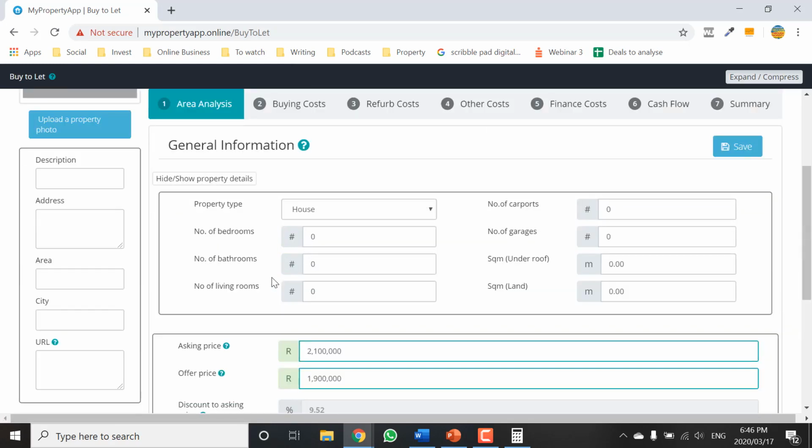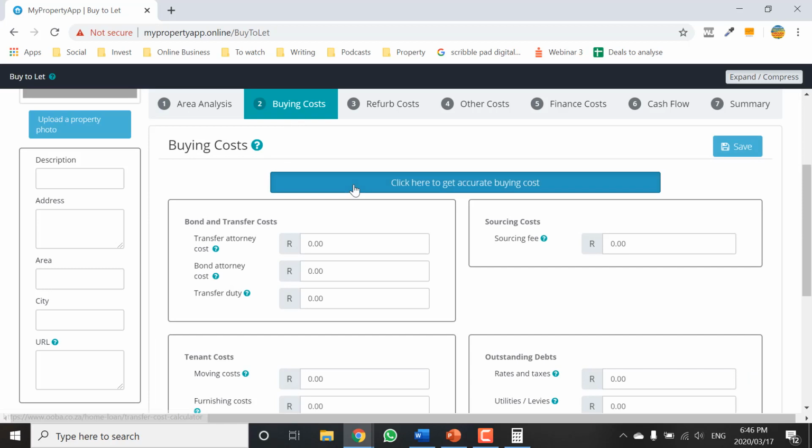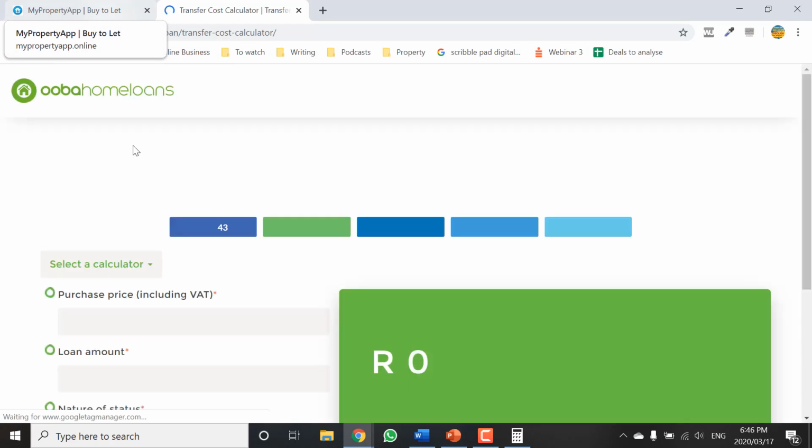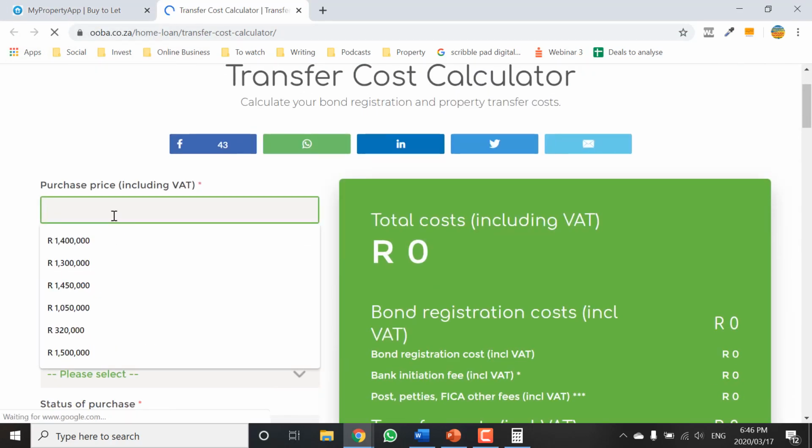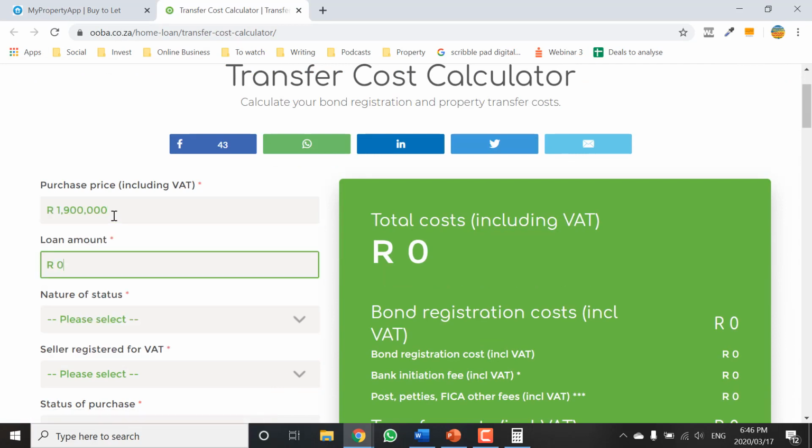Okay, cool. So then we're going to go to the second step, which is our buying costs. I'm just going to click here, which opens up the buying costs calculator and allows us to work out our buying costs. Are you going to be doing this deal with a bank loan or with cash? I'm hoping, if it works out to be a good deal, to look into angel investors. I can't really get bonds because I'm still studying.